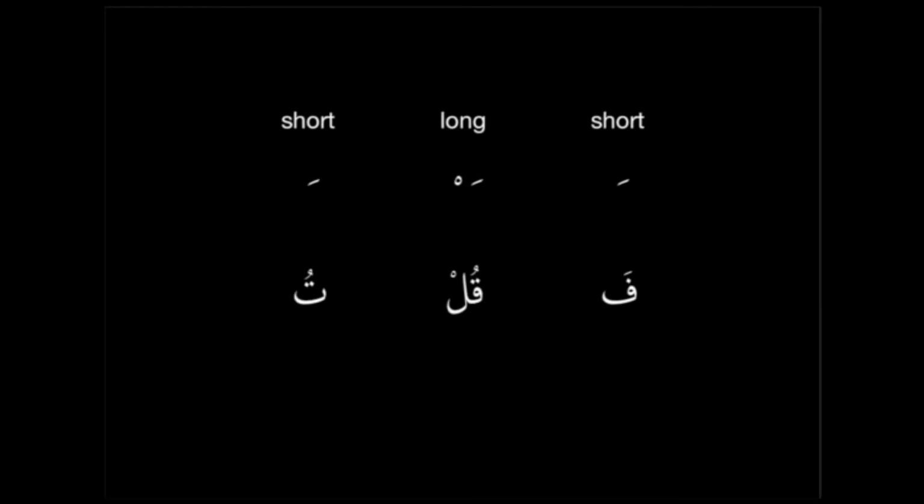You'll see that I've broken it down. So fa, qul, tu. That gives us a short, and then a long, and then a short. Now you see these symbols I've used here? They look like a fatha and a sukoon. Instead of writing short and long over the syllable, we use this symbol to help us understand. It's just a symbolic notation system for the length of syllables.